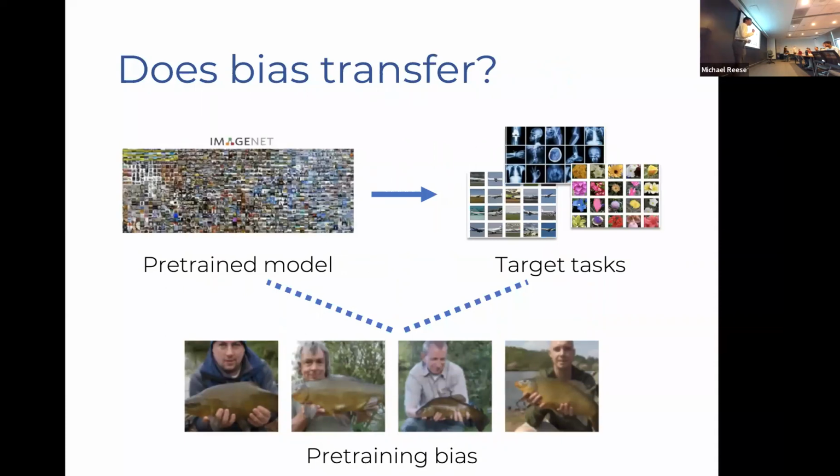So one natural question you might ask is, let's say I have this weird pattern or pre-training bias in my pre-training data sets, and I've created my pre-trained model, and now I want to apply it on these target tasks. The question I'm going to ask today is, does this bias that we have in the pre-training data also transfer to the target task that you care about? And does it transfer regardless of whether this target task has anything to do with what this bias is in the first place?